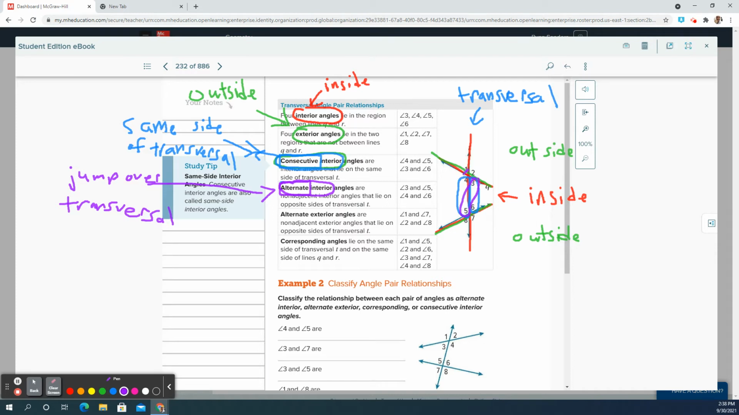What are the other two? If I start with 4, I would jump over and match with 6. So 4 matches with 6.